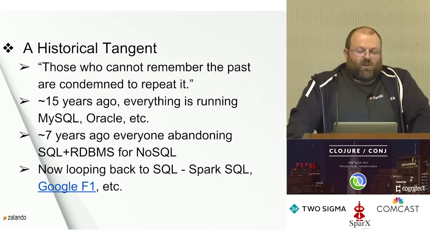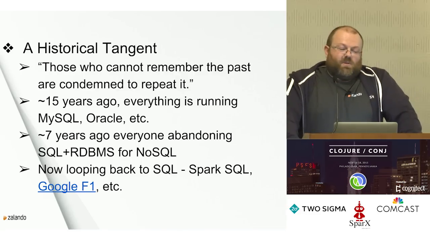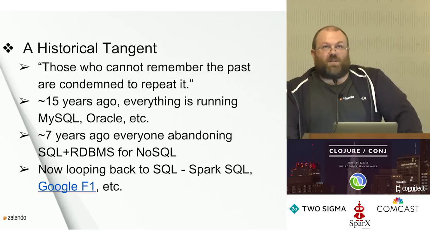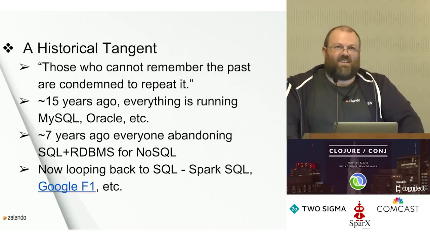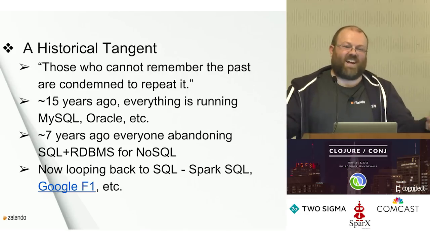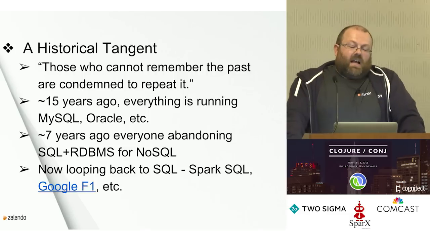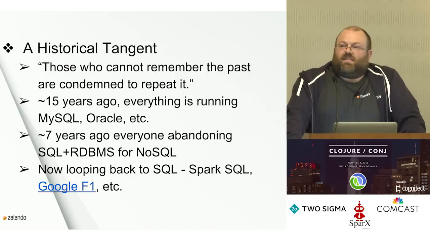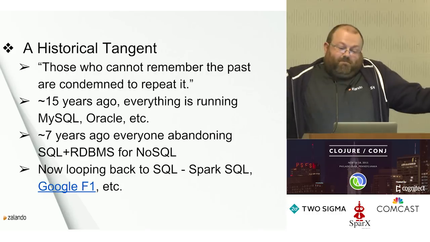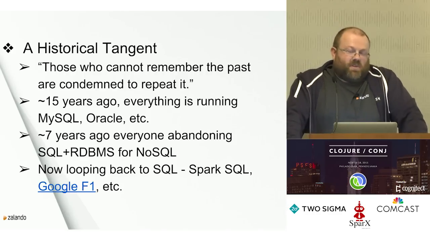Now it's come full circle back to Spark SQL, Google's Formula F1, where they said, actually, most application writers aren't smart enough to deal with eventual consistency, so we're going to write a layer that lets us just use RDBMSs again, because if you're using eventual consistency, you're going to get it wrong. So I don't really know what I think about this. I don't know, it's just the way it is, but I thought it's worth pointing out.